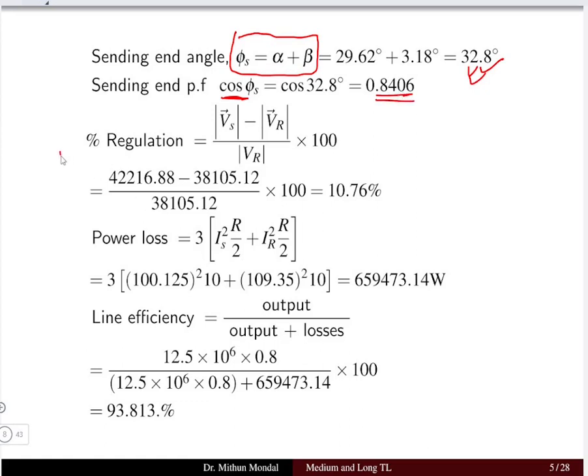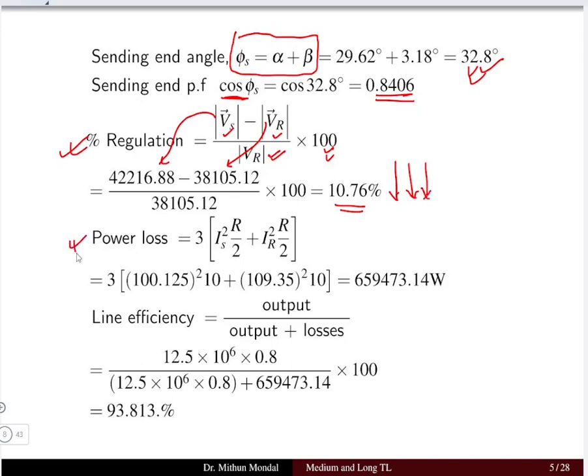Now the regulation, first thing that we need to determine. Regulation is basically the magnitude of the voltage of the sending end, minus the magnitude of the voltage at the receiving end, divided by the magnitude of the voltage of the receiving end. So we can substitute all the values which we have got in the calculation and then multiply it with 100 to determine it in percentage. So that is equal to 10.76%, the regulation of the line. This regulation of the line should be as low as possible, then the system will be better.